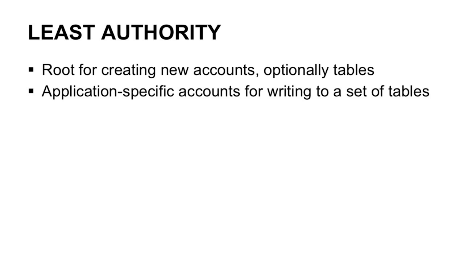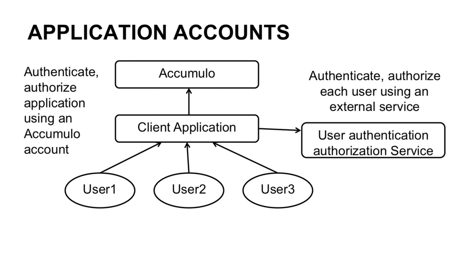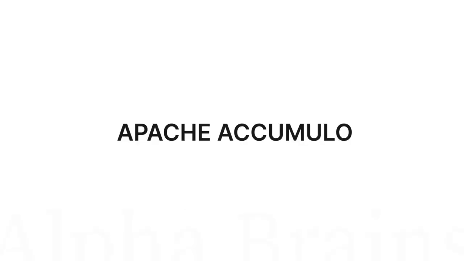Rather, we'd prefer to follow the principle of least authority when setting up our application so that we don't have to worry about one application affecting another application's tables, for example. While it's possible to think about accounts as being specific to individual users, more often Accumulo accounts are created to serve a specific application, which in turn may serve multiple users.